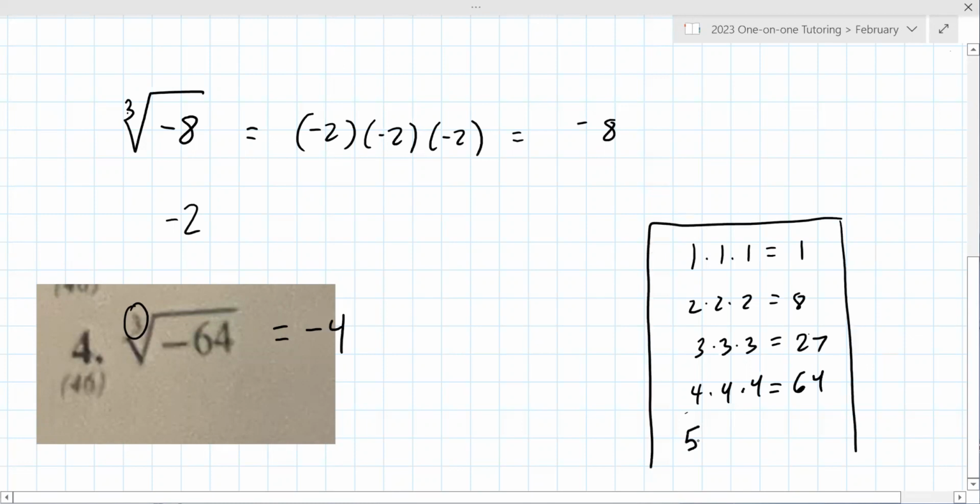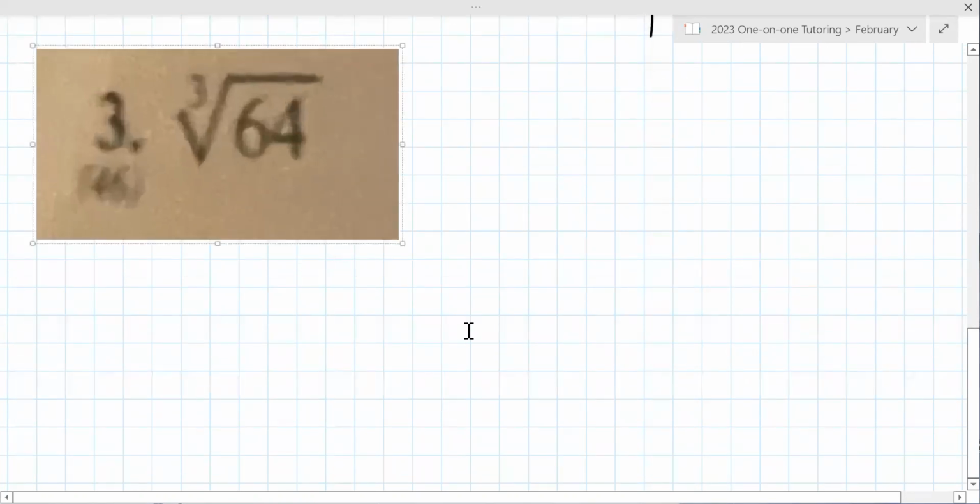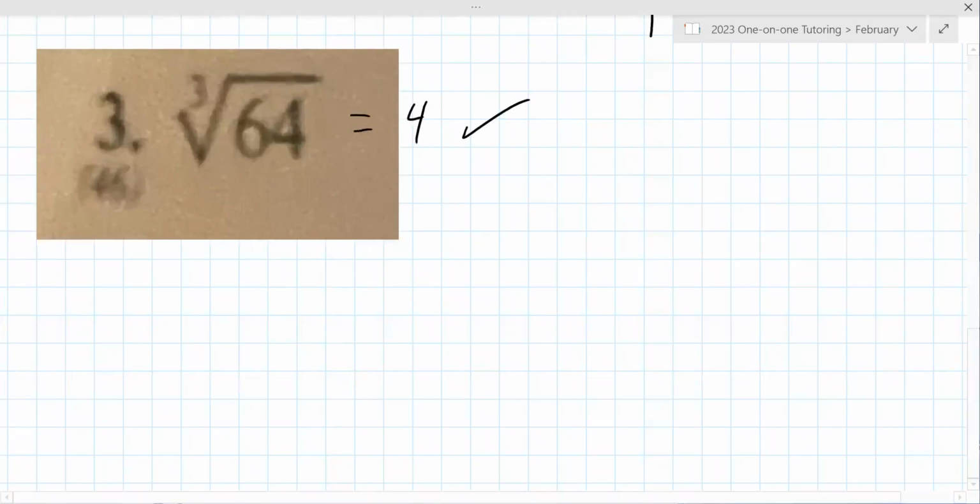Like they probably want you to know 5 times 5 times 5 is 125. You might ask in class, hey, how far up should I know? That would be a good question. Can you tell me the answer to number 3, since we just did something really similar to it? 4. Yeah. You got it.